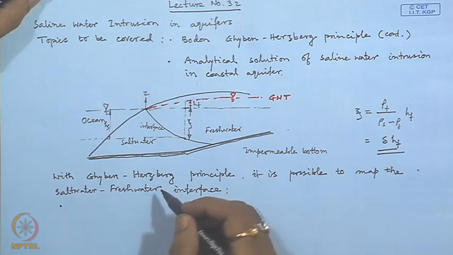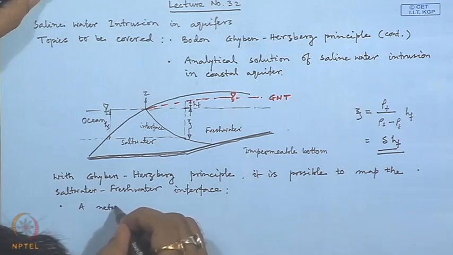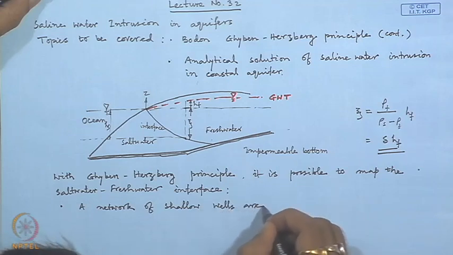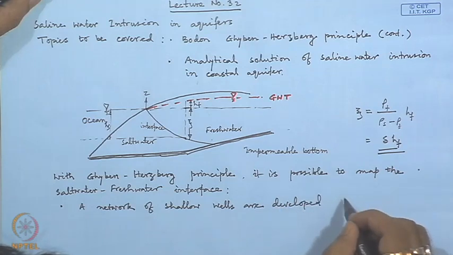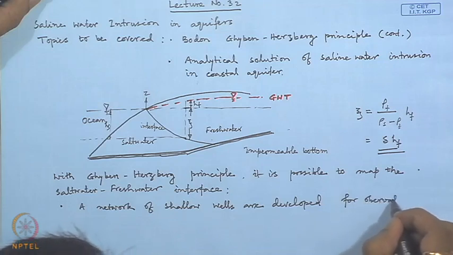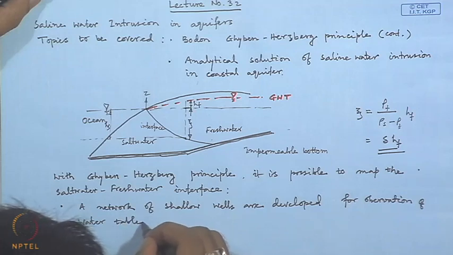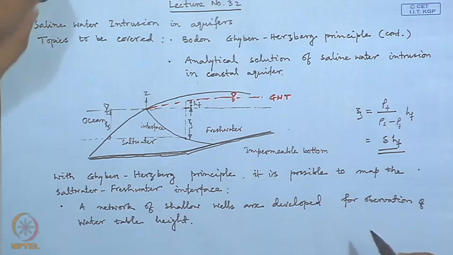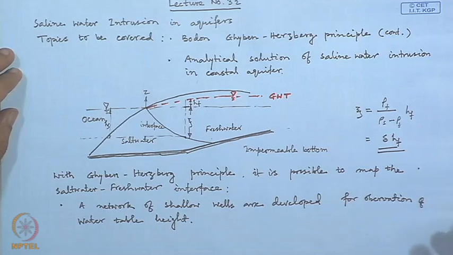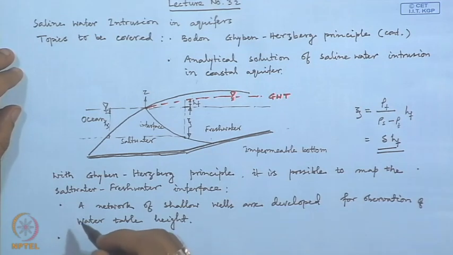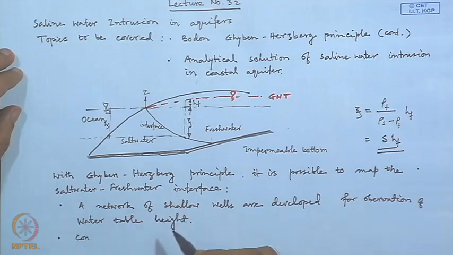So, first point is that a network of shallow wells are developed for observation of water table height. So, first of all, we need to install some good number of piezometers in the field to identify the location of groundwater table locally. Next thing is that we can use contour plotting for this groundwater table height distribution.